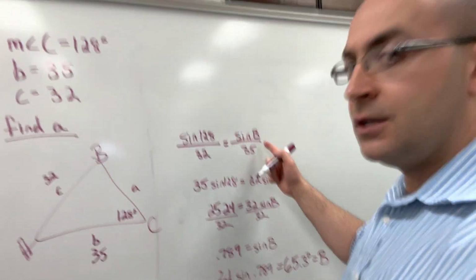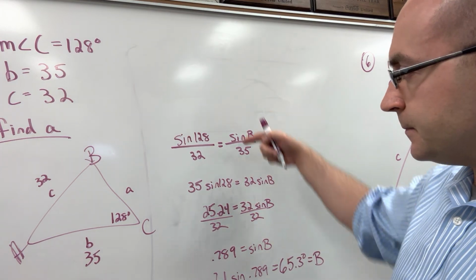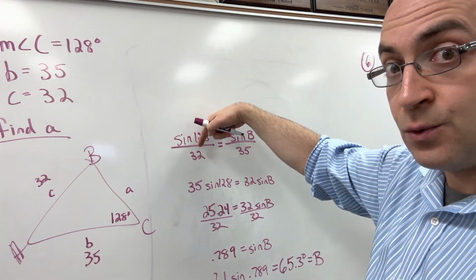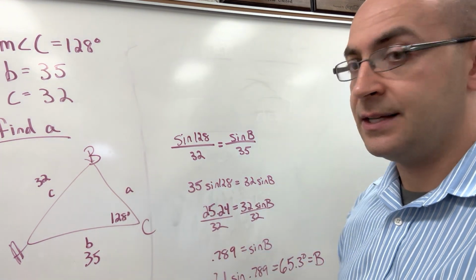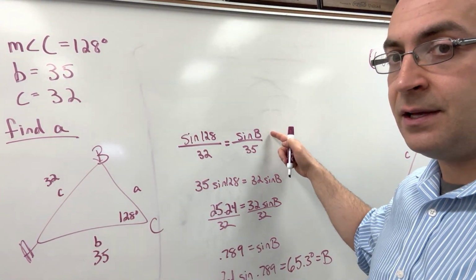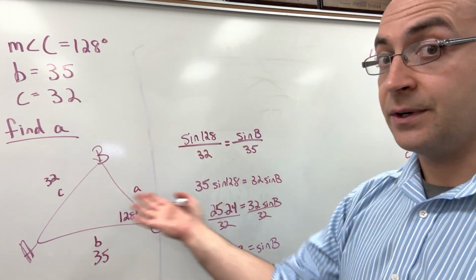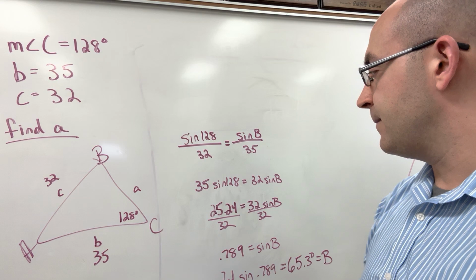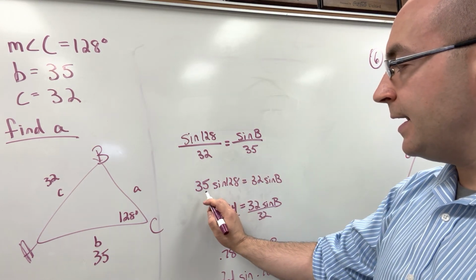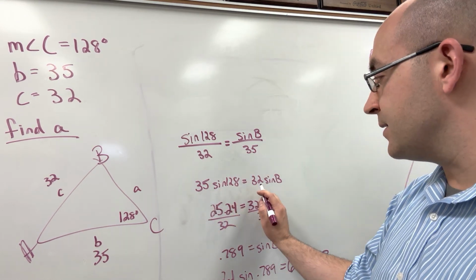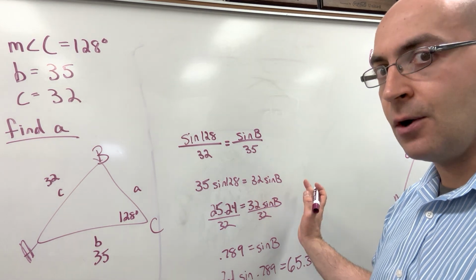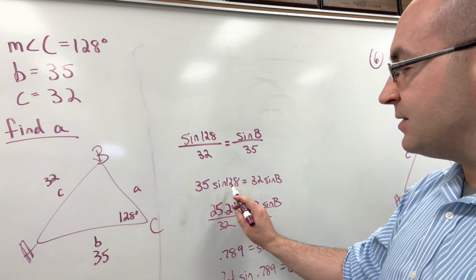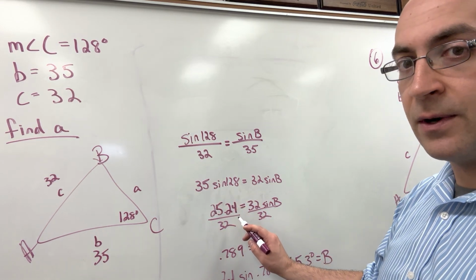Here's why. I'm setting up my law of sines. I'm using sine of angle C, which is 128, divided by 32, the side measurement of side C, and I'm gonna set that equal to sine B, which I don't know and am trying to find in order to get A, over 35, because I do know that side B is 35. Cross multiplying, I get 35 sine 128 equals 32 sine B. This is just the cross multiplication. 35 sine 128 is 25.24.